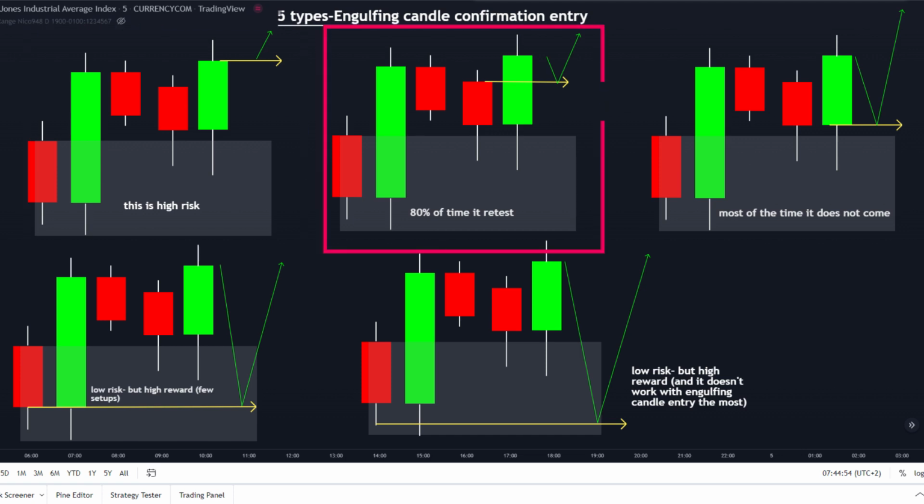2. Now when the bullish engulfing candle closes, your entry will be on the previous candle's open. Or you can put a buy limit order on the yellow arrows facing to the right. This one is less risky compared to the first one.